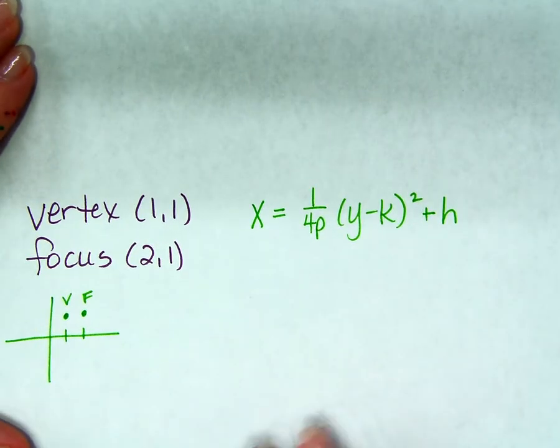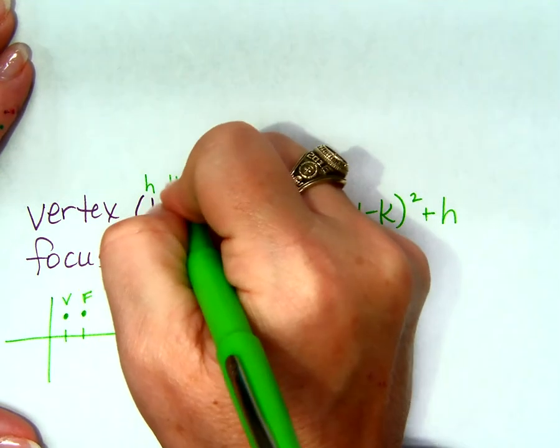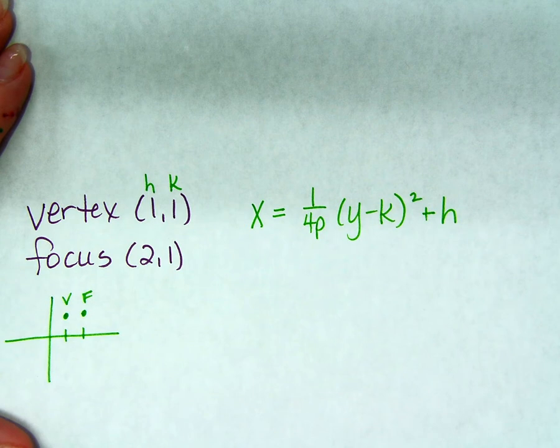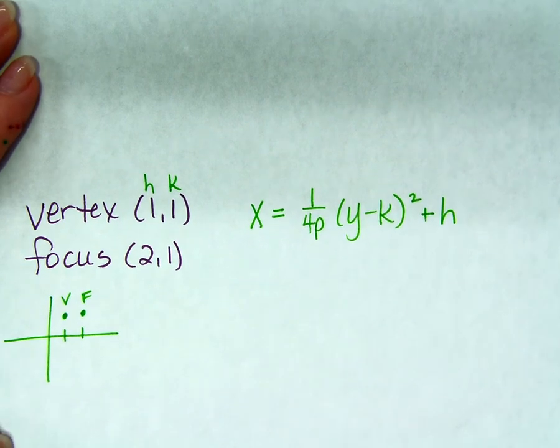You know H and K. Where do you get H and K? From the vertex. H, K. What else do we have to know? We have to know P. Do we know it?